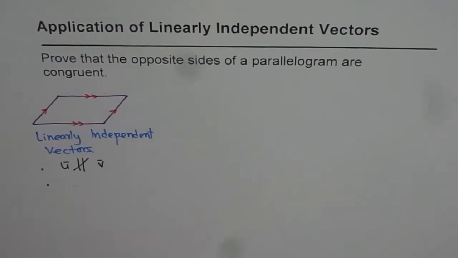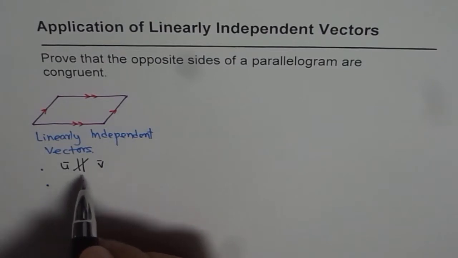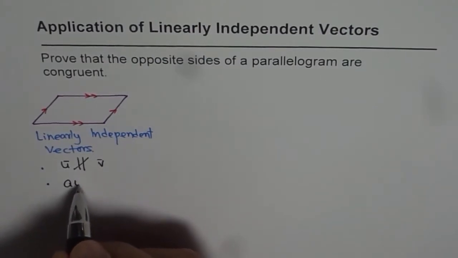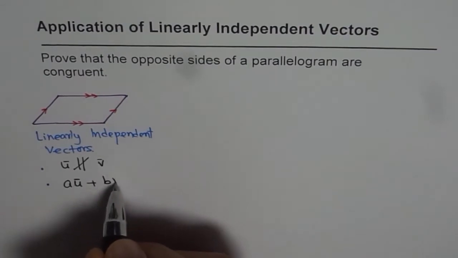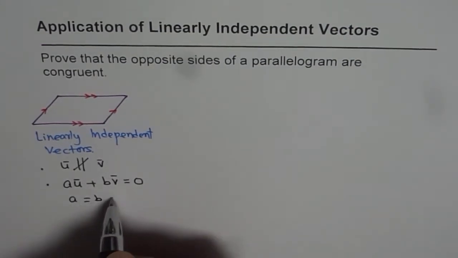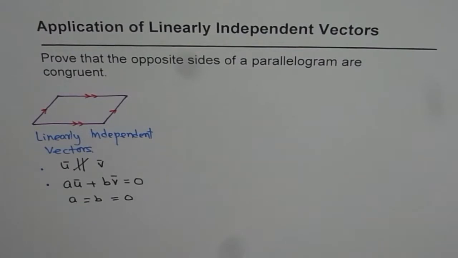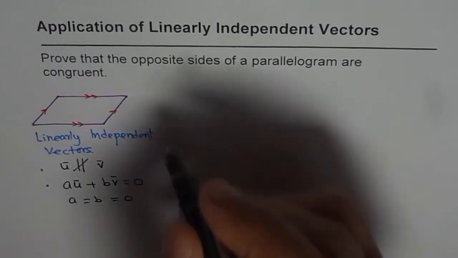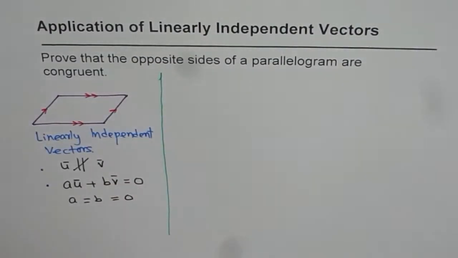Another thing which we learned about them is that if we have a linear combination, let us say a u plus b v equals 0, and if the vectors are linearly independent, in that case both a and b should be equal to 0. So these are the properties which we have learned about linearly independent vectors, and we are going to use these properties to prove that opposite sides of a parallelogram are indeed congruent. Correct? So that is what we are going to do.